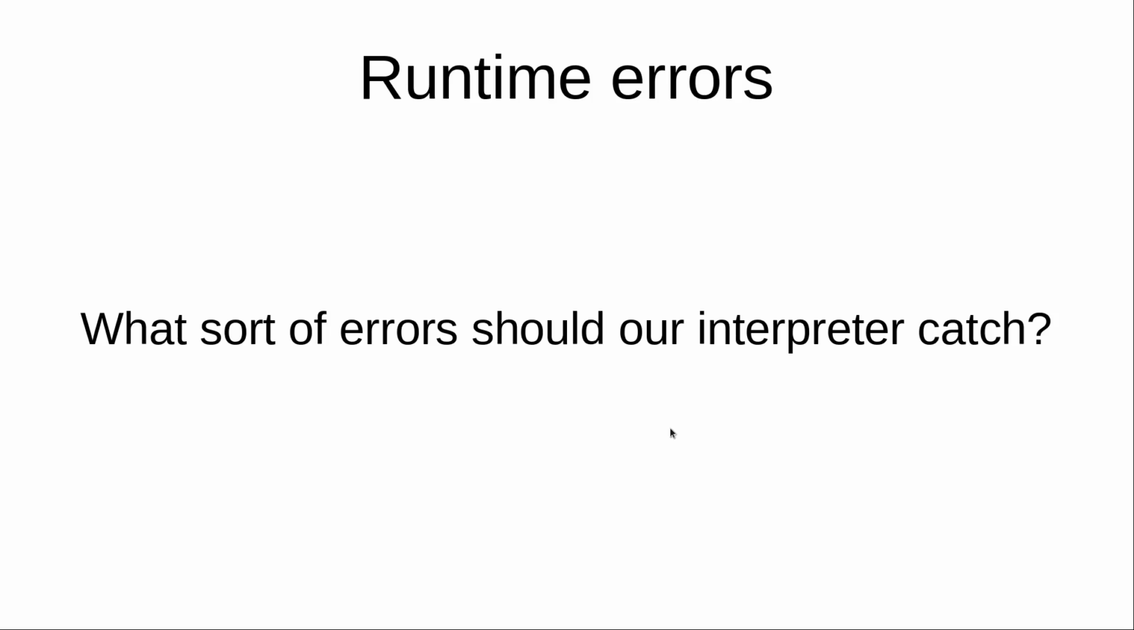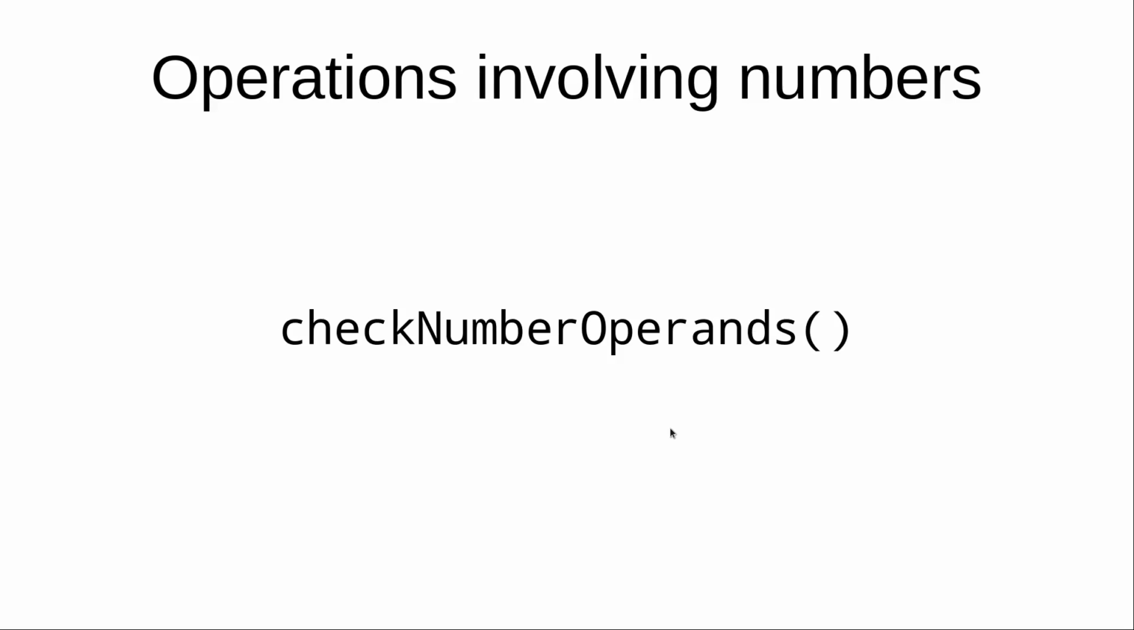Now, what sort of runtime errors should our interpreter catch? One important thing is that whenever we have operations involving numbers, we have to run a function called check number operands. What this basically does is check if the operands are actually numbers so that we can do some operations on them, like plus, minus, multiply, divide. That's one of the most important things for operations involving numbers.